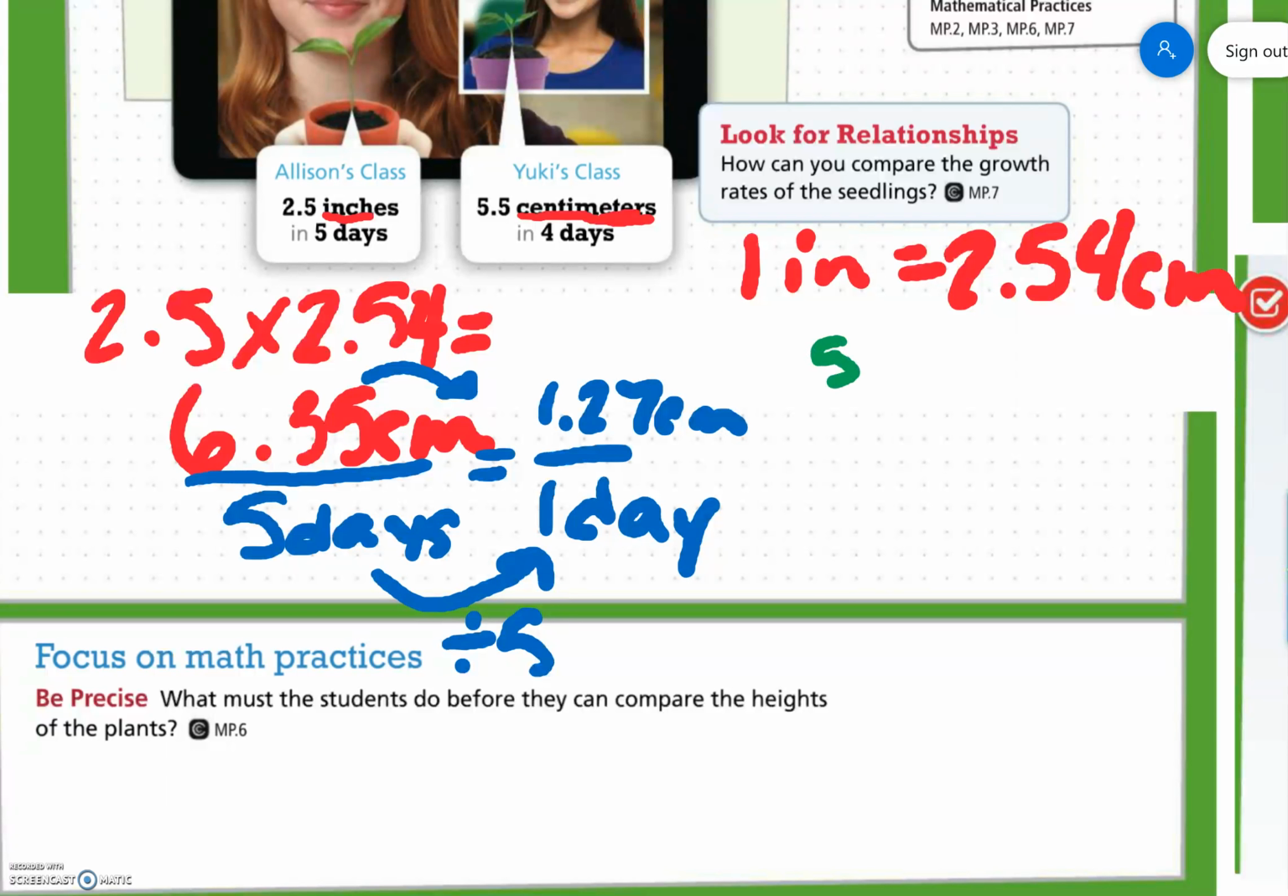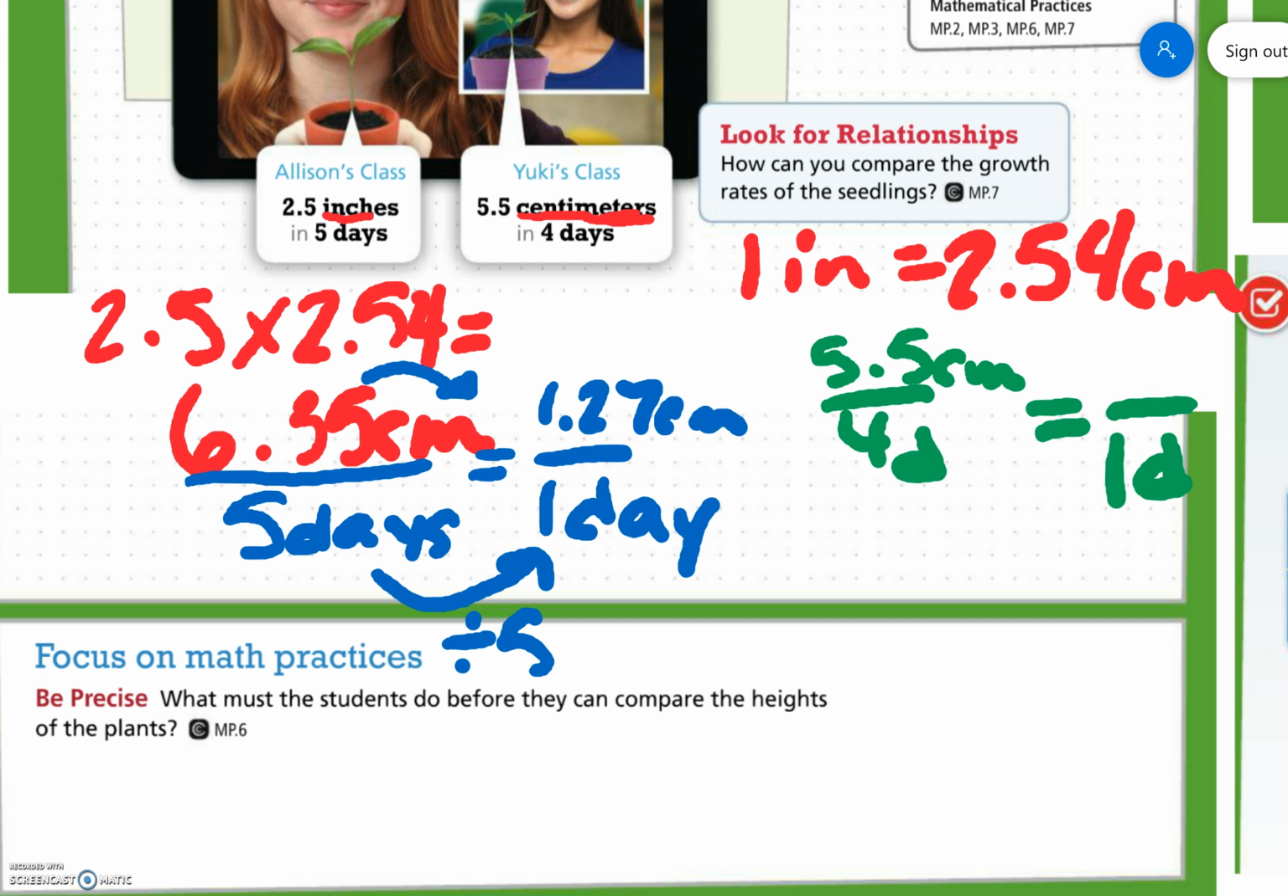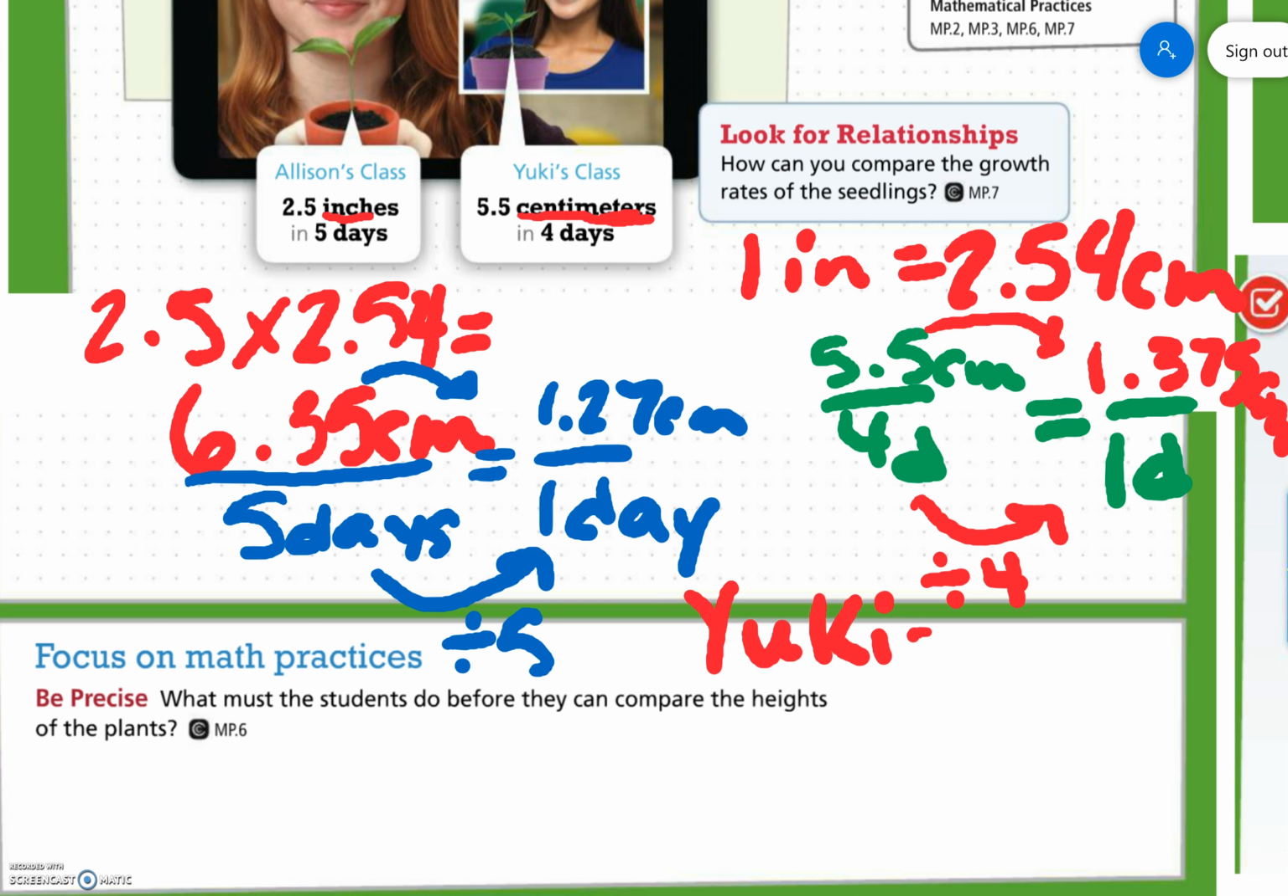Yuki's class grows 5.5 centimeters in 4 days. And we want to figure out how much it grows in 1 day, because we are finding the unit rate. So we divide both top and bottom by 4. And that gives me 1.375 centimeters in 1 day. So which plant grows faster? Yuki's. So Yuki's going to have the taller plant at the end of the year.